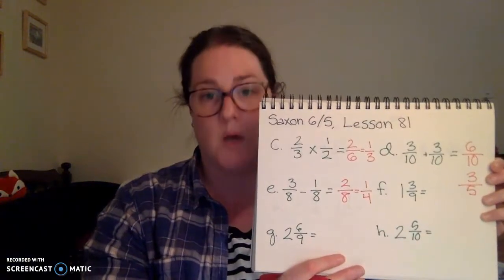I can reduce this because 2 and 8 can both be divided by 2. 2 divided by 2 is 1. 8 divided by 2 is 4. And I get the fraction 1/4.